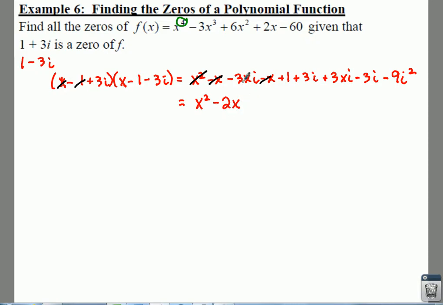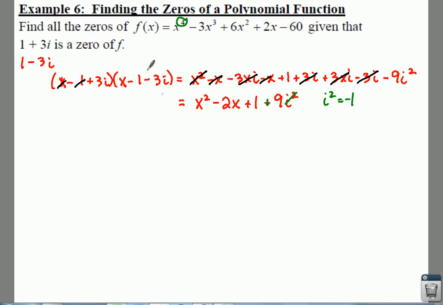And then we have a negative 3xi and a positive 3xi. So that's gone. So we don't have to worry about that. This positive 3xi and this negative 3xi are gone. And what we have left are a plus 1 and a minus 9i squared. So remember what we talked about before when we said that i squared is equal to negative 1. And what that means is basically you cancel out your i squared and make this a plus 9.